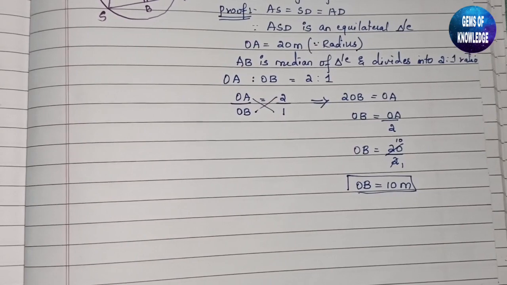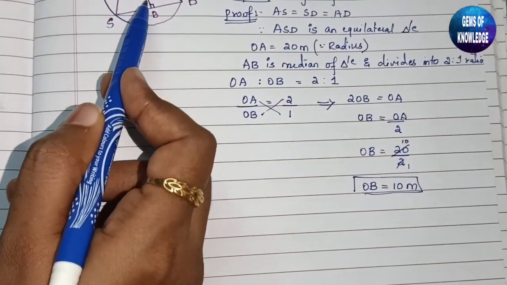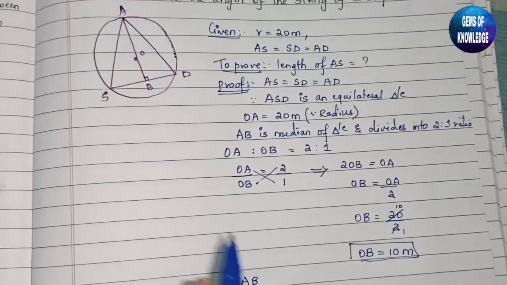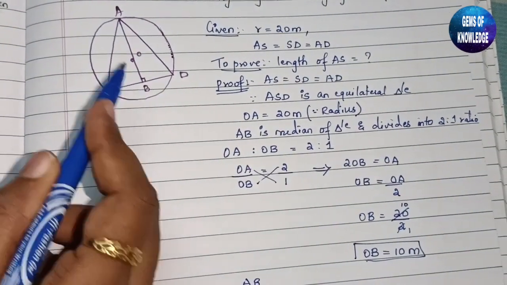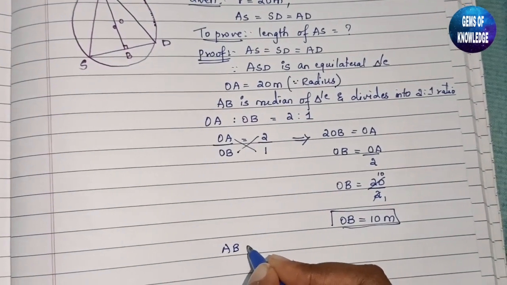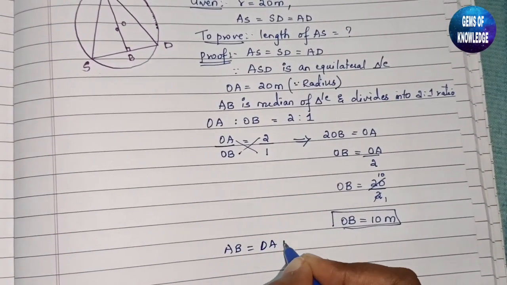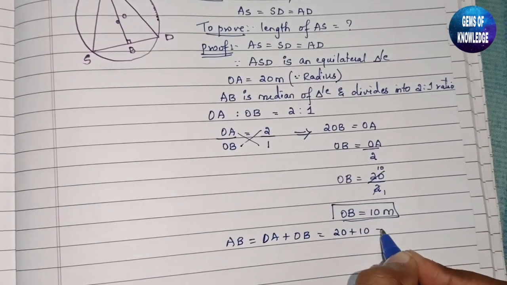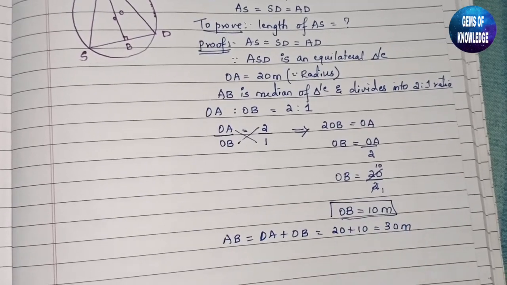Now totally AB, if we want to find it, we have to write OA plus OB. So AB equals OA plus OB, that is 20 plus 10, which is equal to 30 meter.